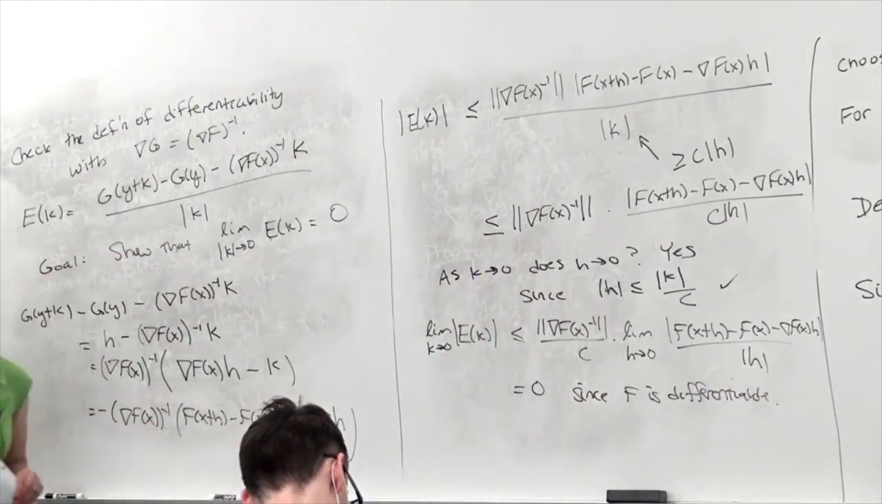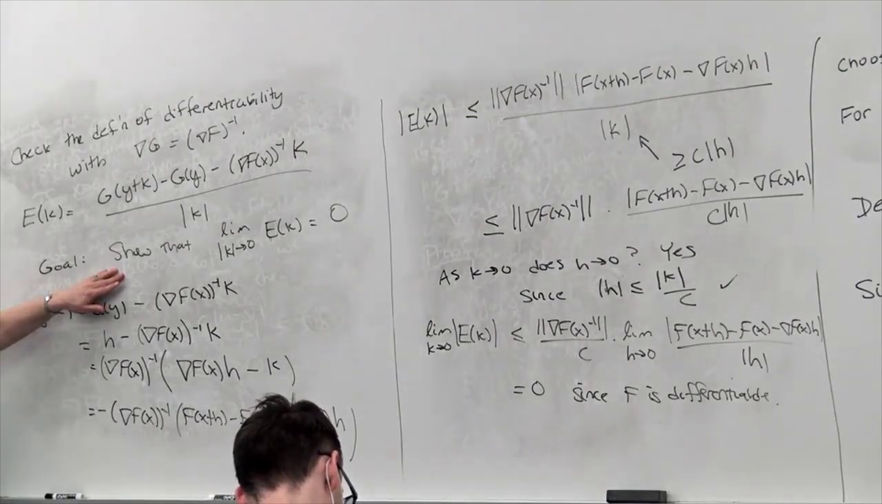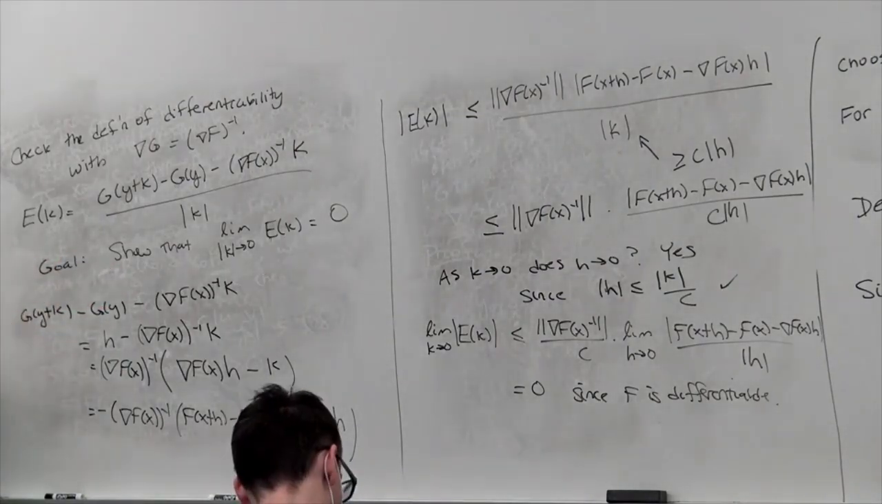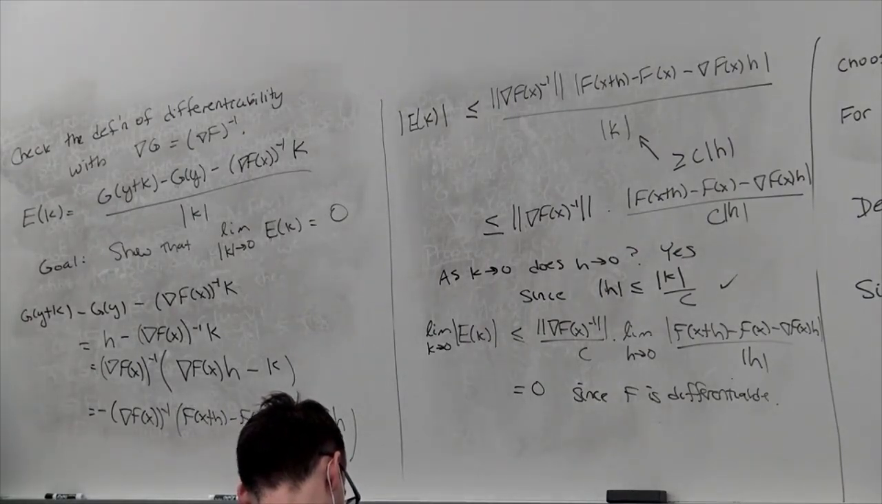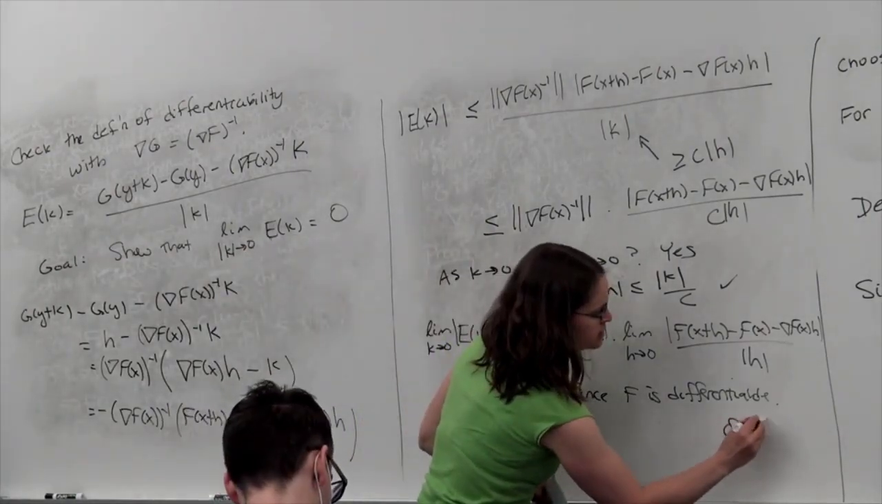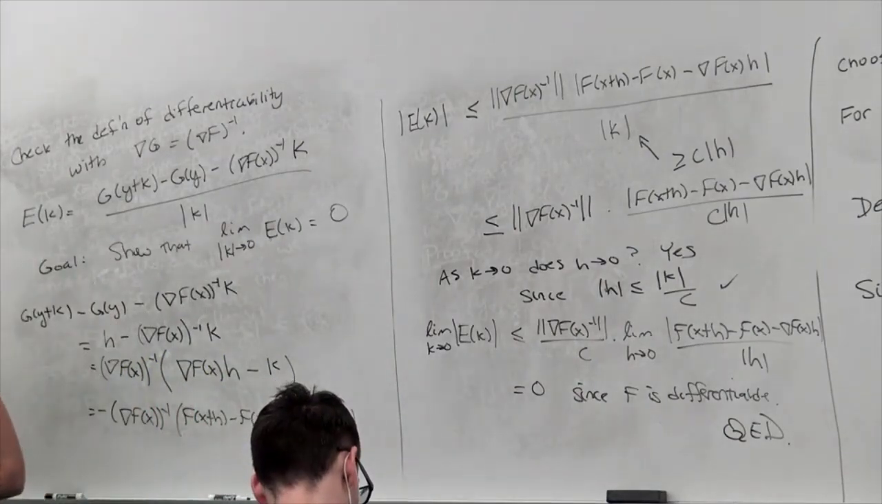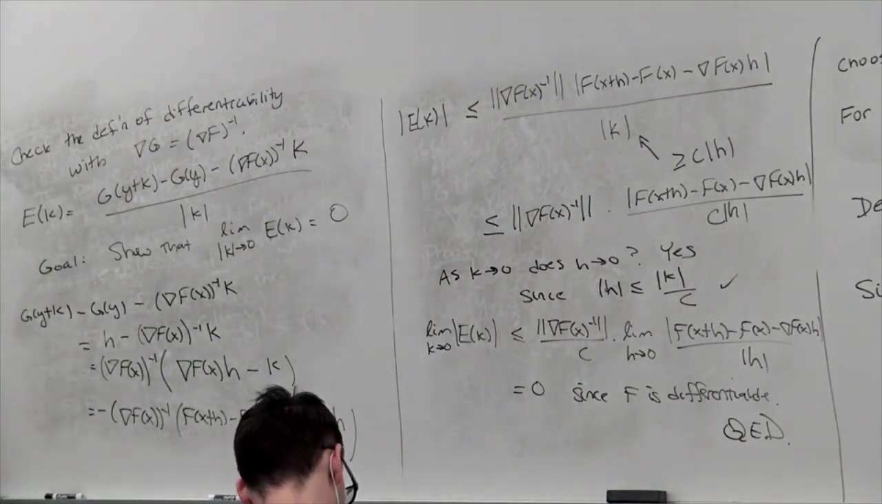And that was our goal. That was exactly what we needed to show in order to prove that, yes, G is differentiable, and actually its Jacobian is just the inverse of our original Jacobian. So this is where we wanted to land. And that's the last piece of our inverse function theorem.